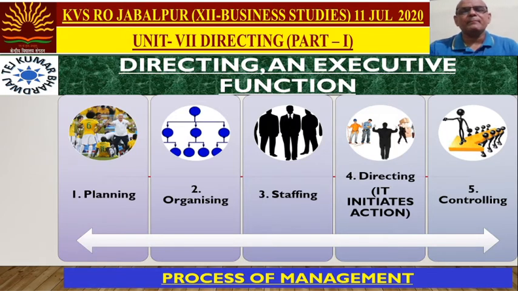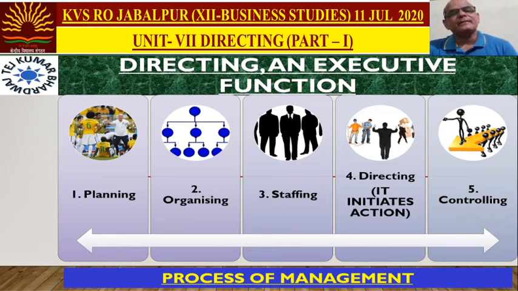Suppose in the planning we have decided that we have to celebrate a small function, or we have to enjoy a picnic, or we have to organize a fete in the school. So anything can be planned. After planning, then what we have to do, we have to identify what will be the total activities, a series of activities to be performed to achieve the goals we have decided in the planning part.